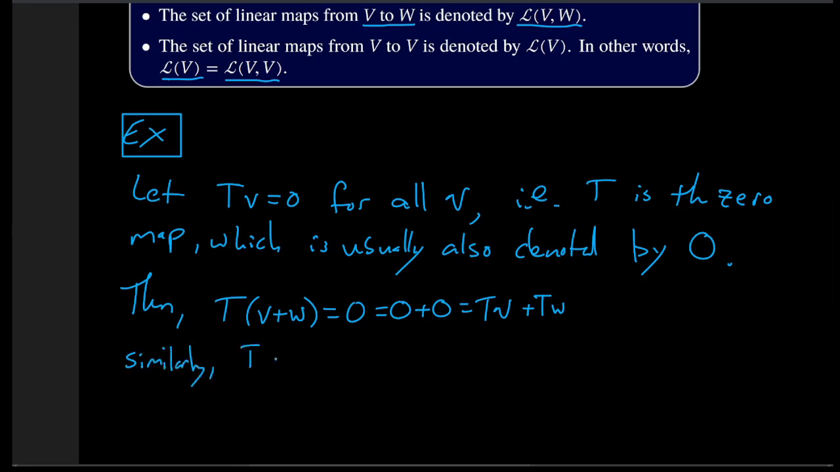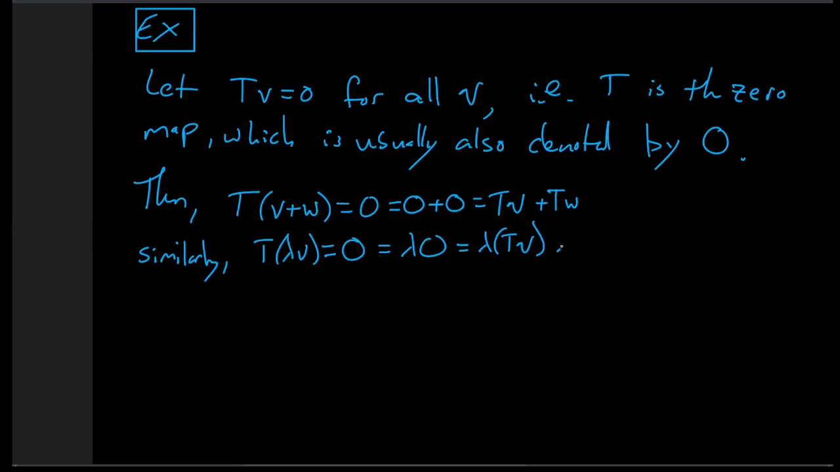Similarly, T of lambda V, well, since lambda V is just some other vector and T sends everything to 0, this is still 0, which is lambda times 0, the 0 vector, which is lambda times T of V, since T of V is also always 0. Oh, okay, cool. So the 0 map is a linear map.